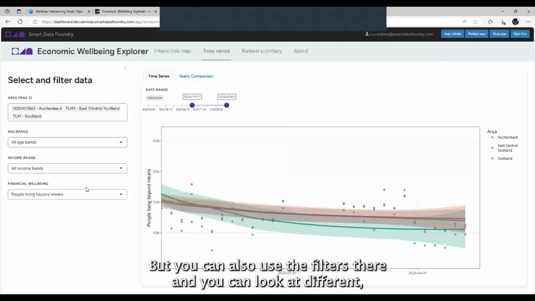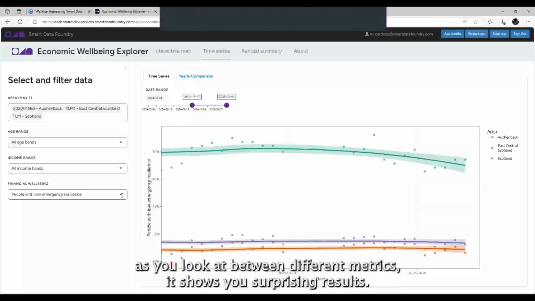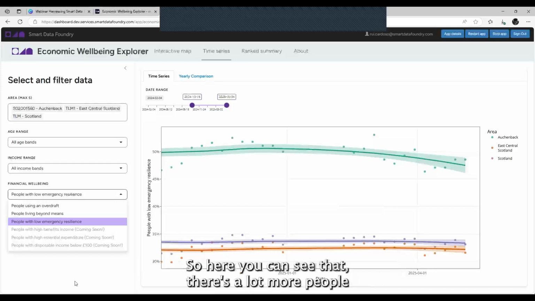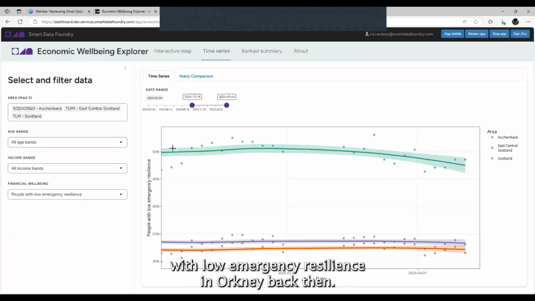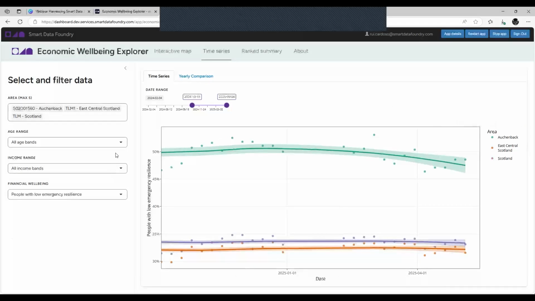You can also use the filters there, and you can look at different metrics, which sometimes, as you look between different metrics, shows you surprising results. So here you can see that there's a lot more people with low emergency resilience in this area than the averages in Scotland and East Central Scotland.